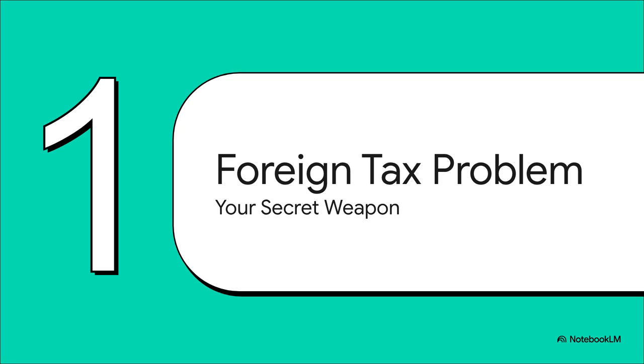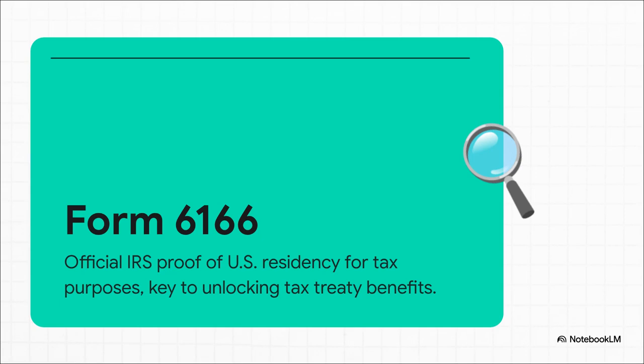Okay, so this whole protection thing, it really hinges on two key forms. I want you to think of one as the treasure you're after, and the other, well, that's the map that's going to lead you right to it. So, the treasure, that's Form 6166. It's the U.S. residency certificate. This is the golden ticket, the official piece of paper from the IRS that proves to another country that you're a U.S. tax resident. And why does that matter? Because it forces them to give you the tax benefits you're entitled to under existing treaties. This is what you're after.